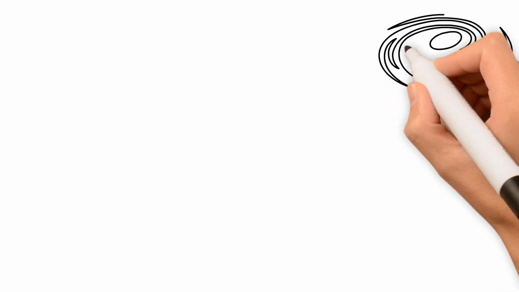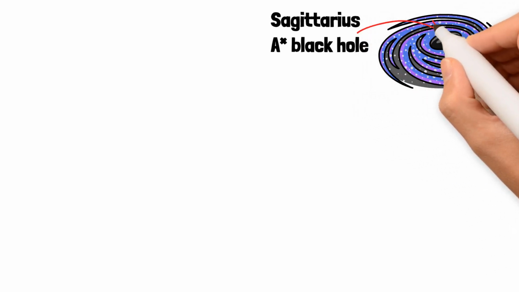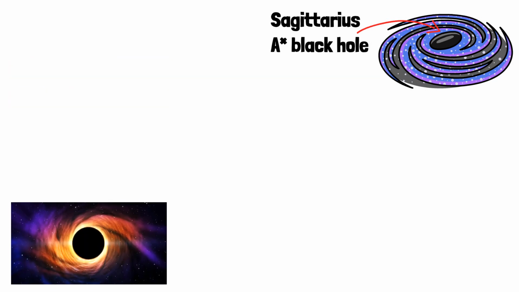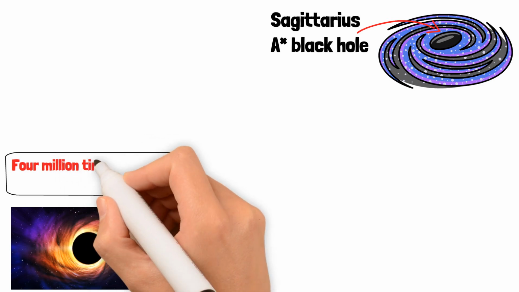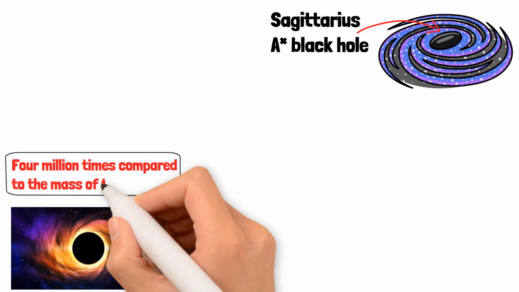Within the Milky Way galaxy, there is a supermassive black hole that is referred to as the Sagittarius A black hole. This black hole is situated at the heart of the galaxy. In order to put this into perspective, the mass of this black hole is around 4 million times the mass of the Sun.